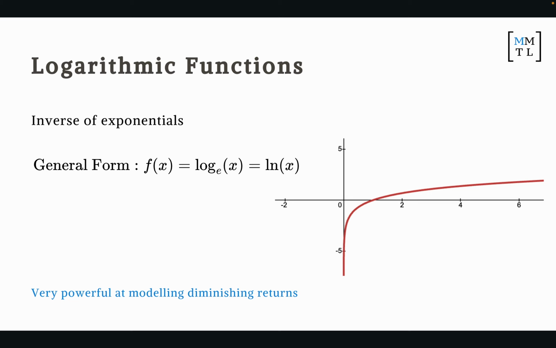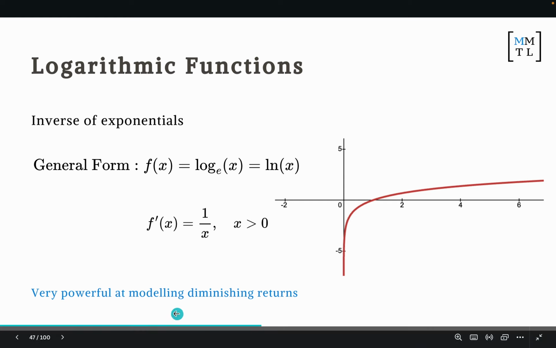Log as well. So this is the inverse of exponential. Who are we up to? Okay, what's this? It's one of the hardest ones to remember. It's just 1 over x. And again, computationally very simple. So this is really computationally helpful when we're multiplying probabilities, because it's really good at modeling diminishing returns.